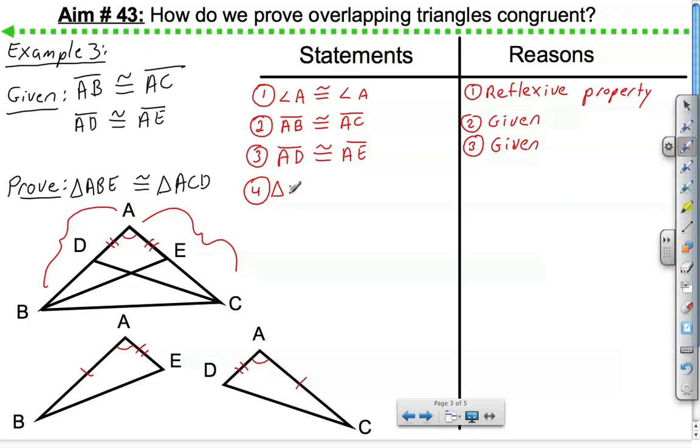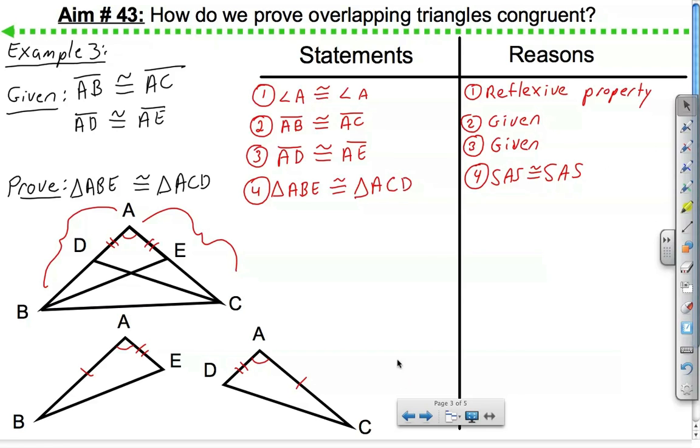Therefore, triangle ABE is congruent to triangle ACD. And the reason for that is side angle side is congruent to side angle side.